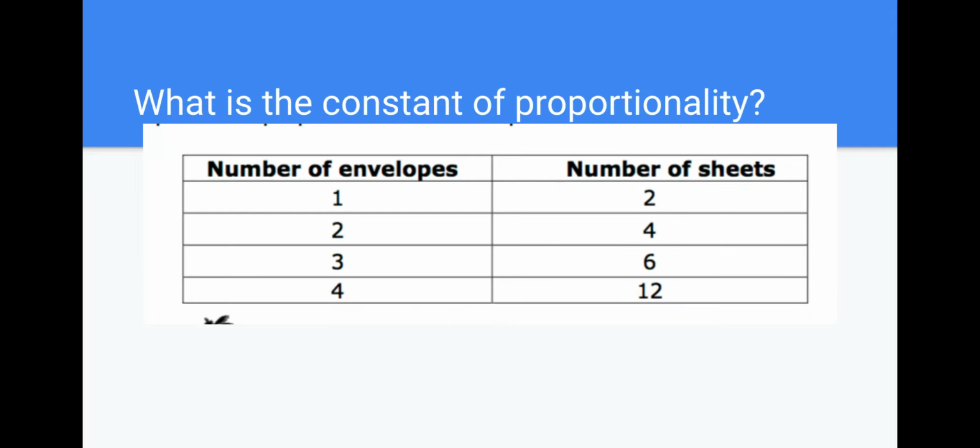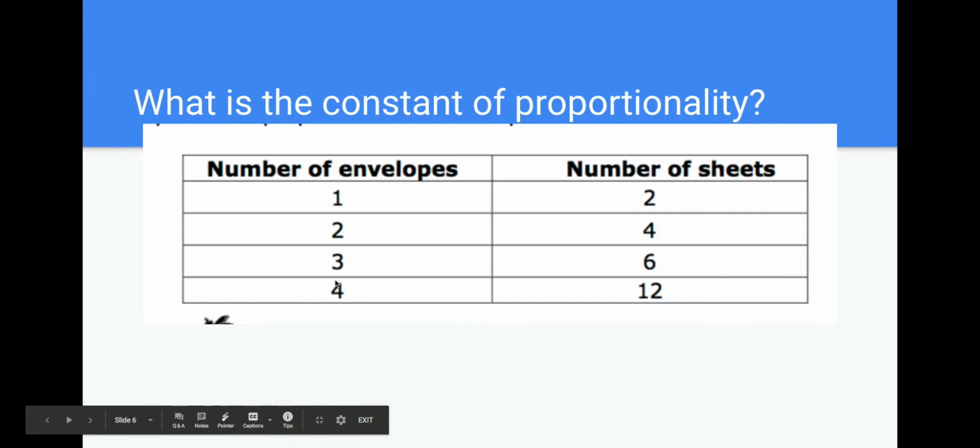What is the constant of proportionality? So we're going to look at the relationship between envelopes, however you say it, and the number of sheets. What do you notice, guys? Do we notice that this is actually non-proportional? Okay, so that was kind of a trick there.